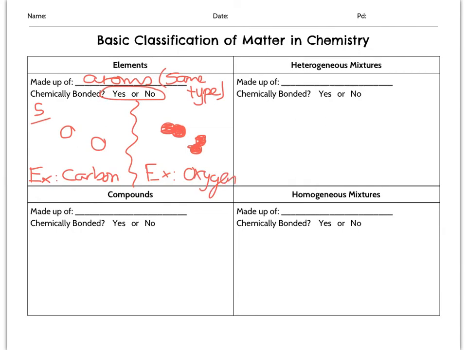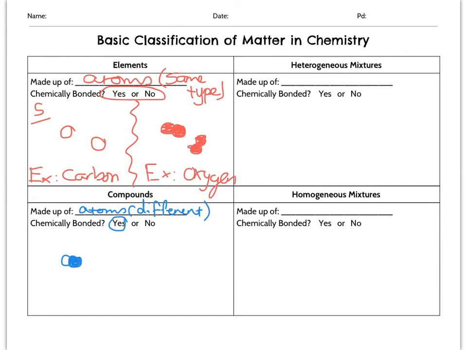All right, compounds are also made up of atoms, but they are different. They're made up of different elements. So that means they are multiple atoms from different types of substances that are, yes, chemically bonded together. Okay, a good example: let's do this one where one of them's shaded and one of them's not.